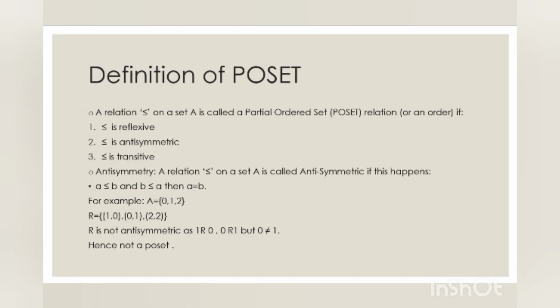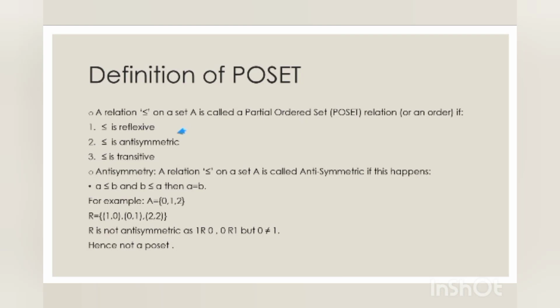Definition of poset. A relation less than equal to on a set A is called a partial ordered set relation or an order if less than equal to is reflexive, antisymmetric, and transitive. Here less than equal to is a notation for a relation. So if these three conditions are satisfied by a relation, then we say that relation is a poset, which is partial ordered set. We already studied reflexivity and transitivity in our previous lecture, so we will now know about antisymmetry.